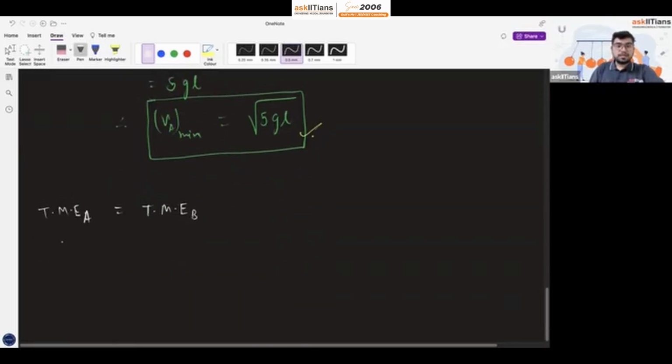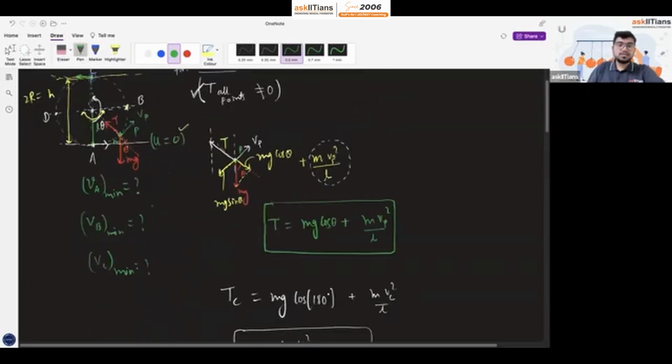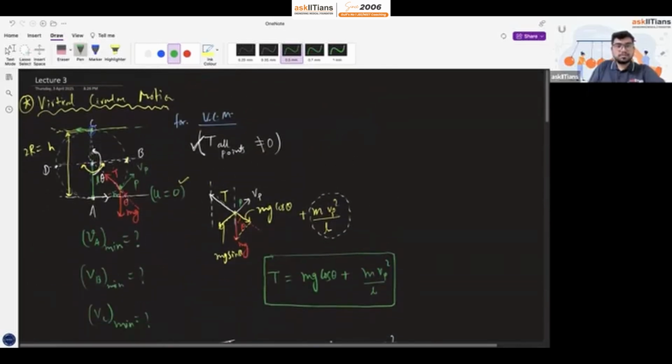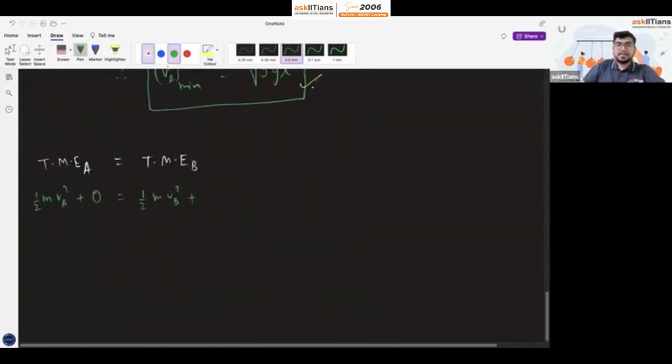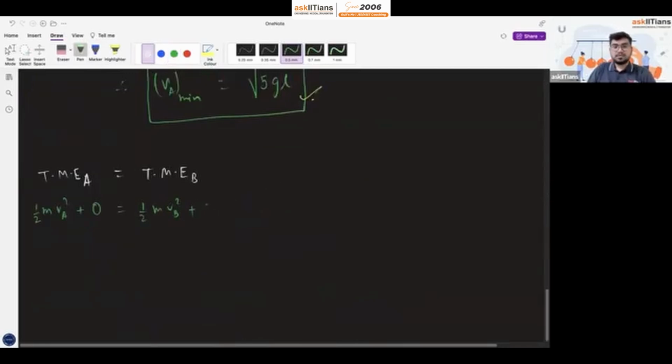Yeah, and that is half mVA square plus 0, potential energy at level A, I've taken it as 0, equals half mVB square plus potential energy at B. How much is the H here for point B? It's going to be R, and radius is nothing but L. So you can simply write it as mgL. Finally, we have this equation: VA square equals VB square plus 2gL.